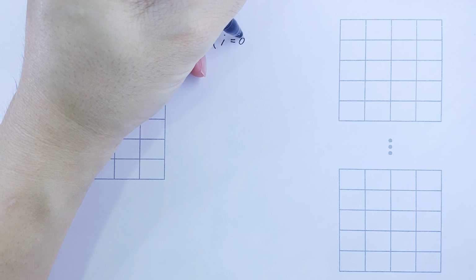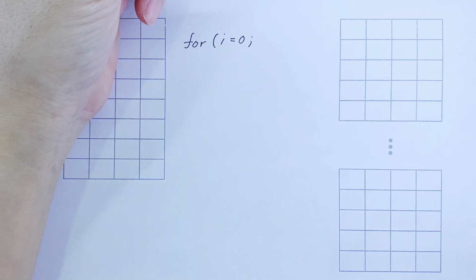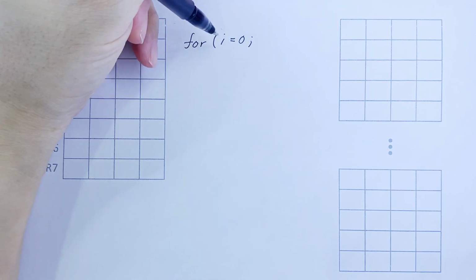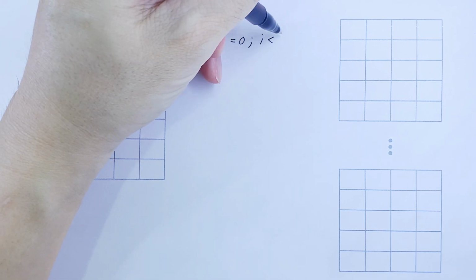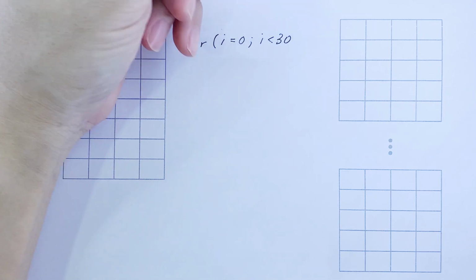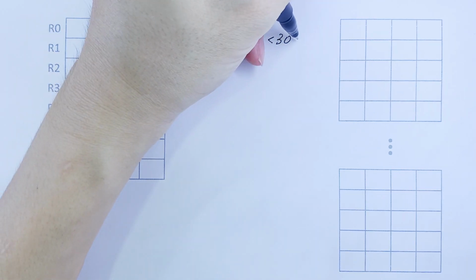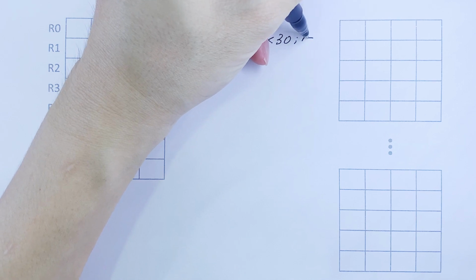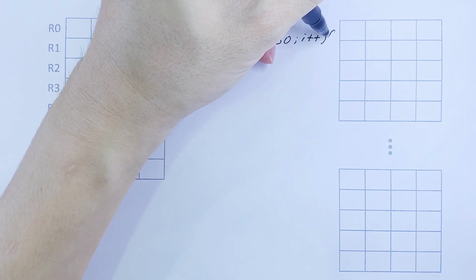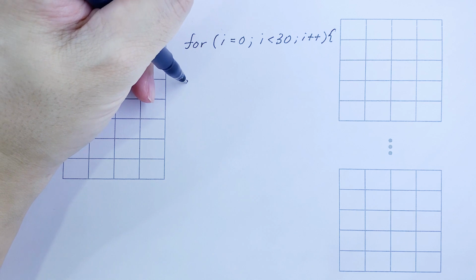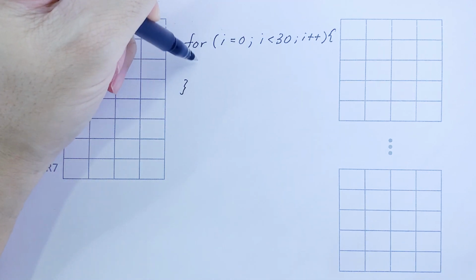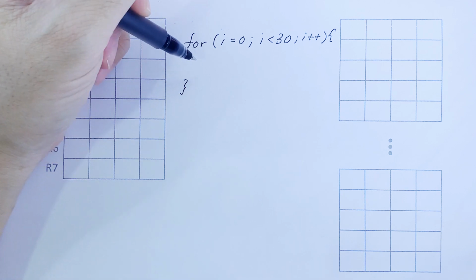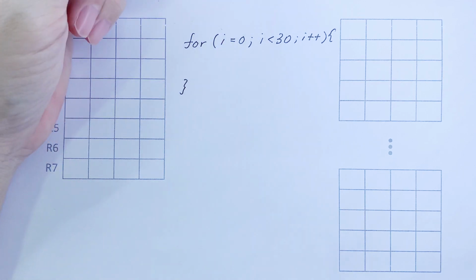So imagine you have a for loop that takes 3 parameters. The first one is the initial value of i. Then, as long as i is less than 30, and every time you perform whatever is inside the loop, you're going to increase i by 1, and whatever you have inside the for loop will be repeated, in this case 30 times.